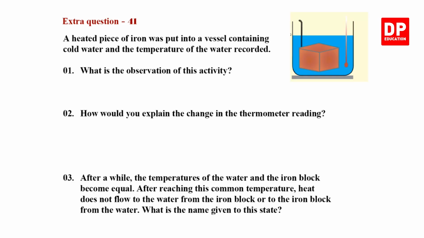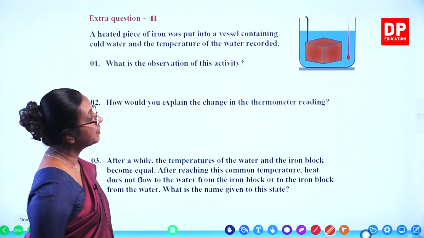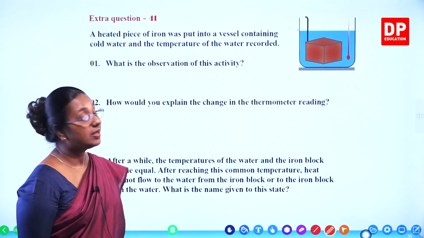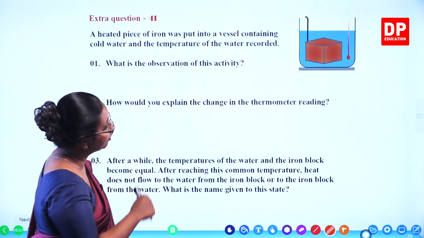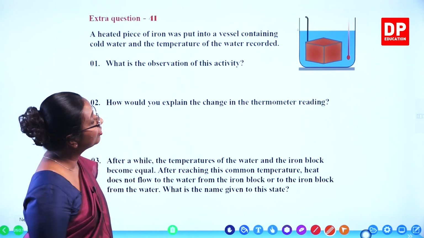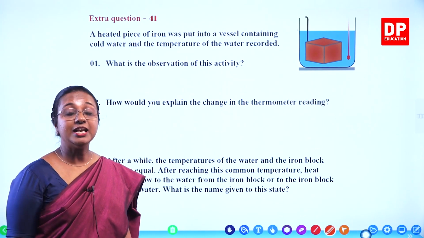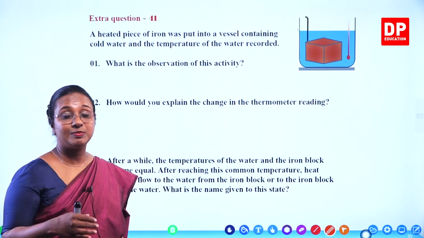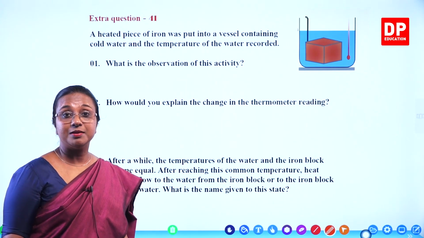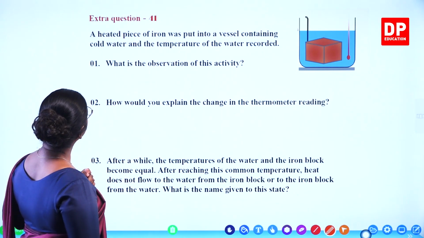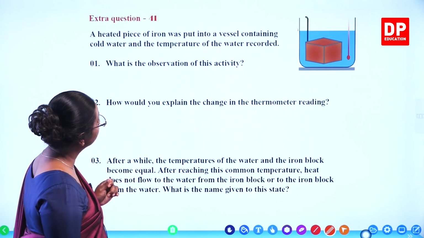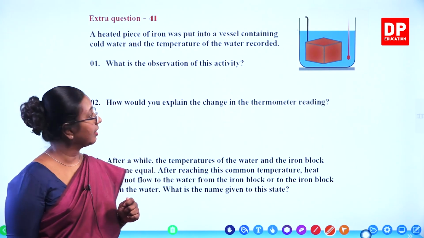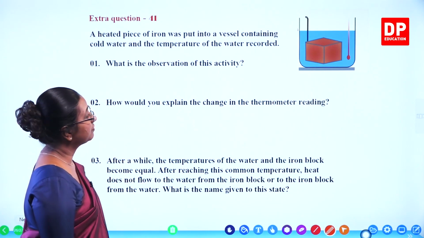There we have extra question 41. Again, from the diagram, you all know what this activity is. A metal cube that is at higher temperature is put into water at room temperature, and you observe the thermometer reading, how it increases. This is to show how heat transfer takes place and how thermal equilibrium is reached. So the question, a heated piece of iron was put into a vessel containing cold water and the temperature of the water recorded. What is the observation of this activity?